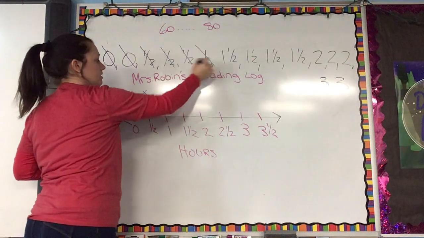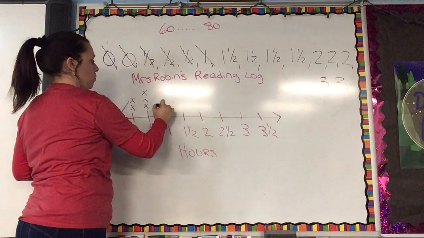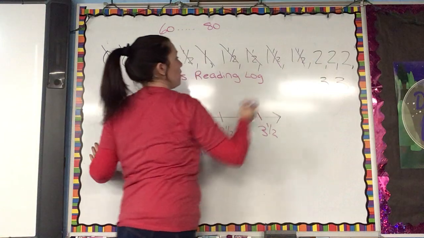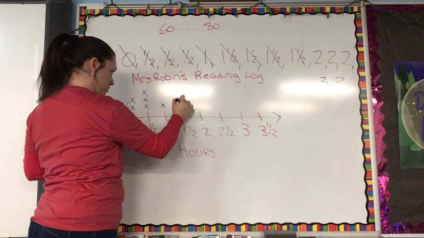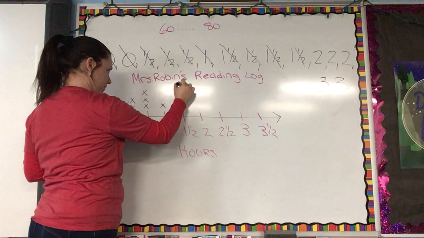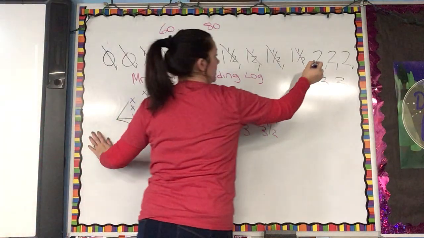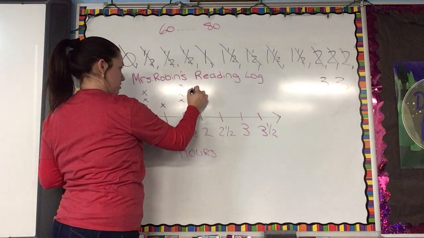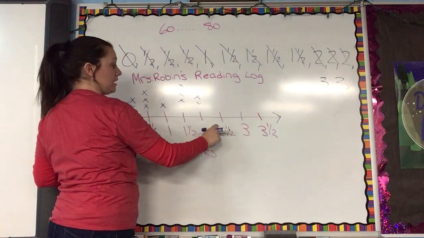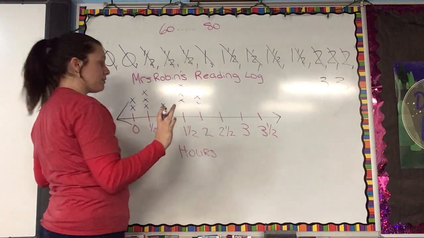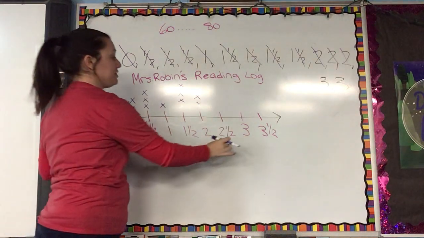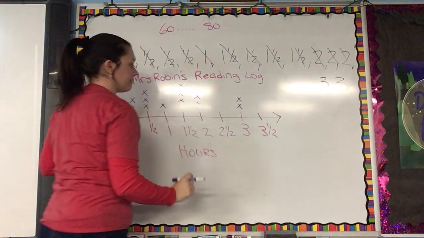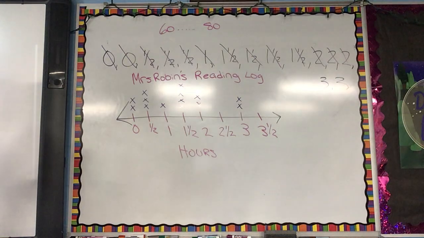How many ones? 3. I see 1. How many 1 and a half? 4. 1, 2, 3, 4. How many 2s? 3. 1, 2, 3. How many 2 and a halves? None. So I leave it blank. I don't do anything. How many 3s? 2. 2. How many 3 and a half? None. We are done.